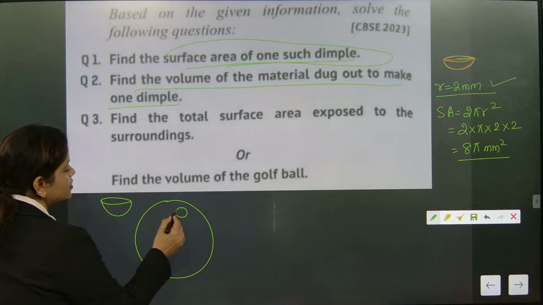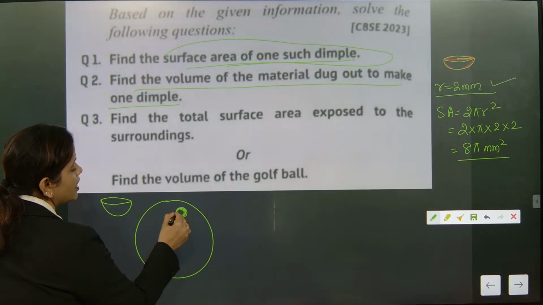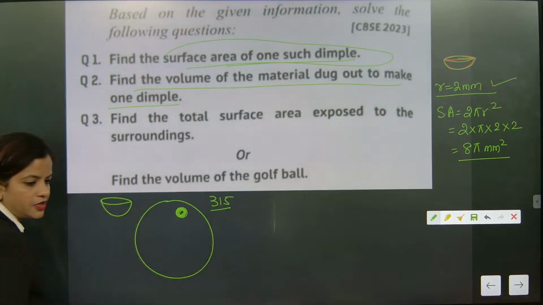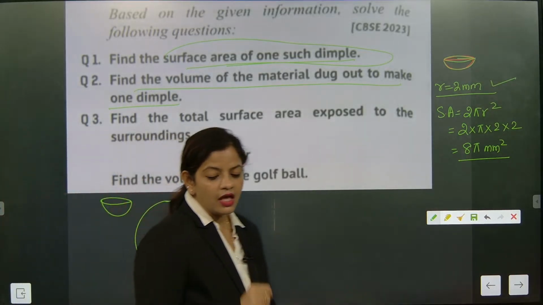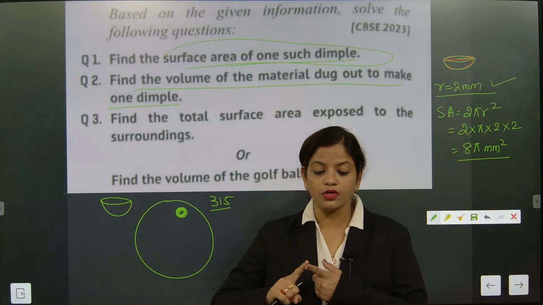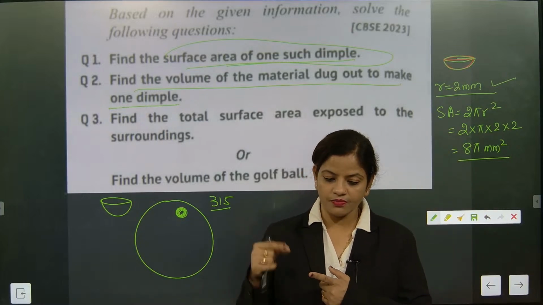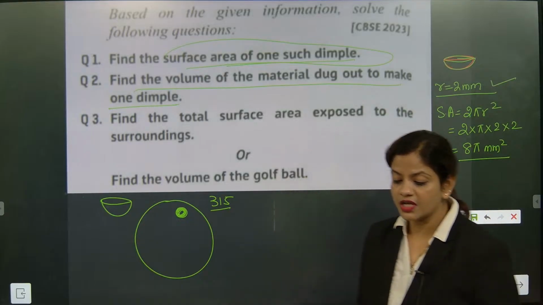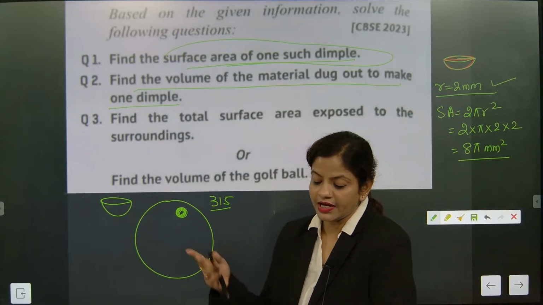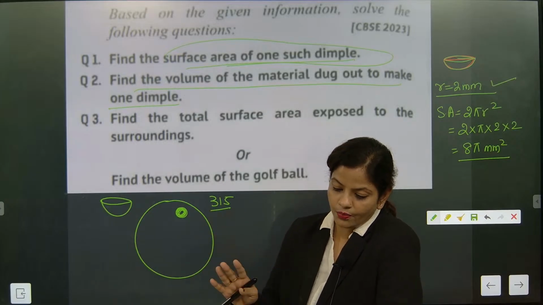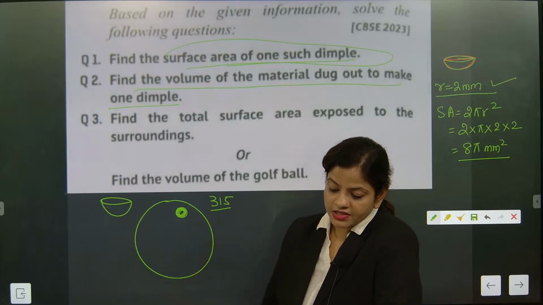Understood or not? So once the volume has been taken out and there are 315 dimples present, first we will find the volume dug out for one hemisphere, meaning one dimple. Understood? And then we will multiply it with 315, and we will get the total volume. I hope it is clear to you. Is it clear to you?